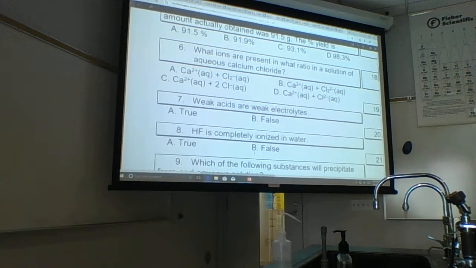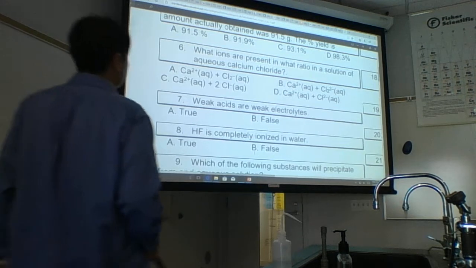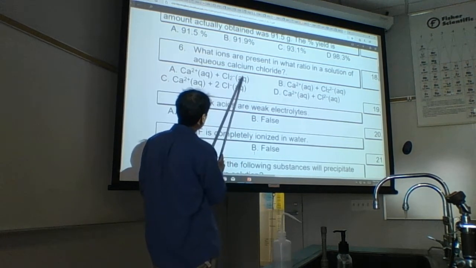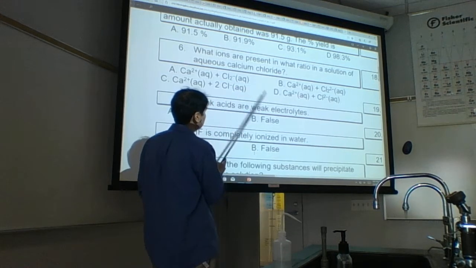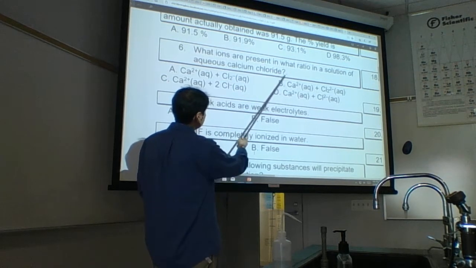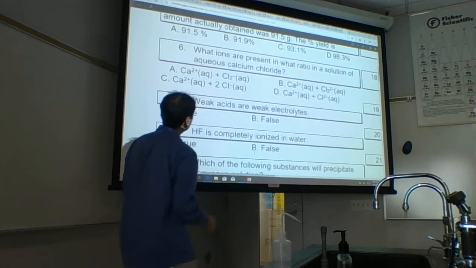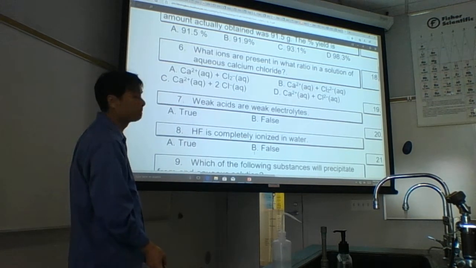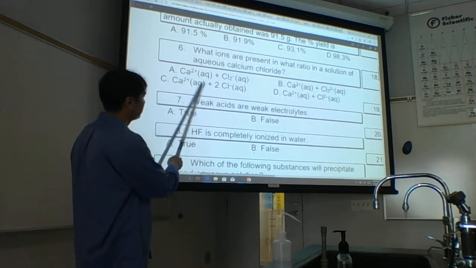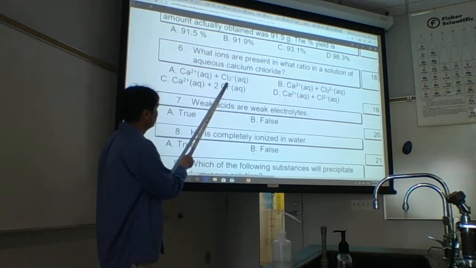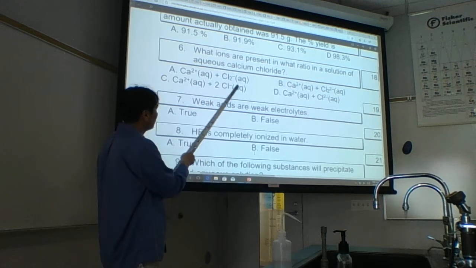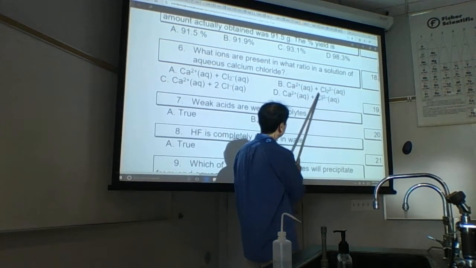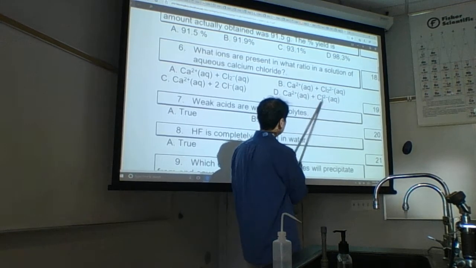What ions are present, and in what ratio, in a solution of aqueous calcium chloride? What's the formula for calcium chloride? CaCl2. Which one did you put? You put C. C is correct. What's the name of this? I don't know. This doesn't make any sense. These are all bizarre ions.